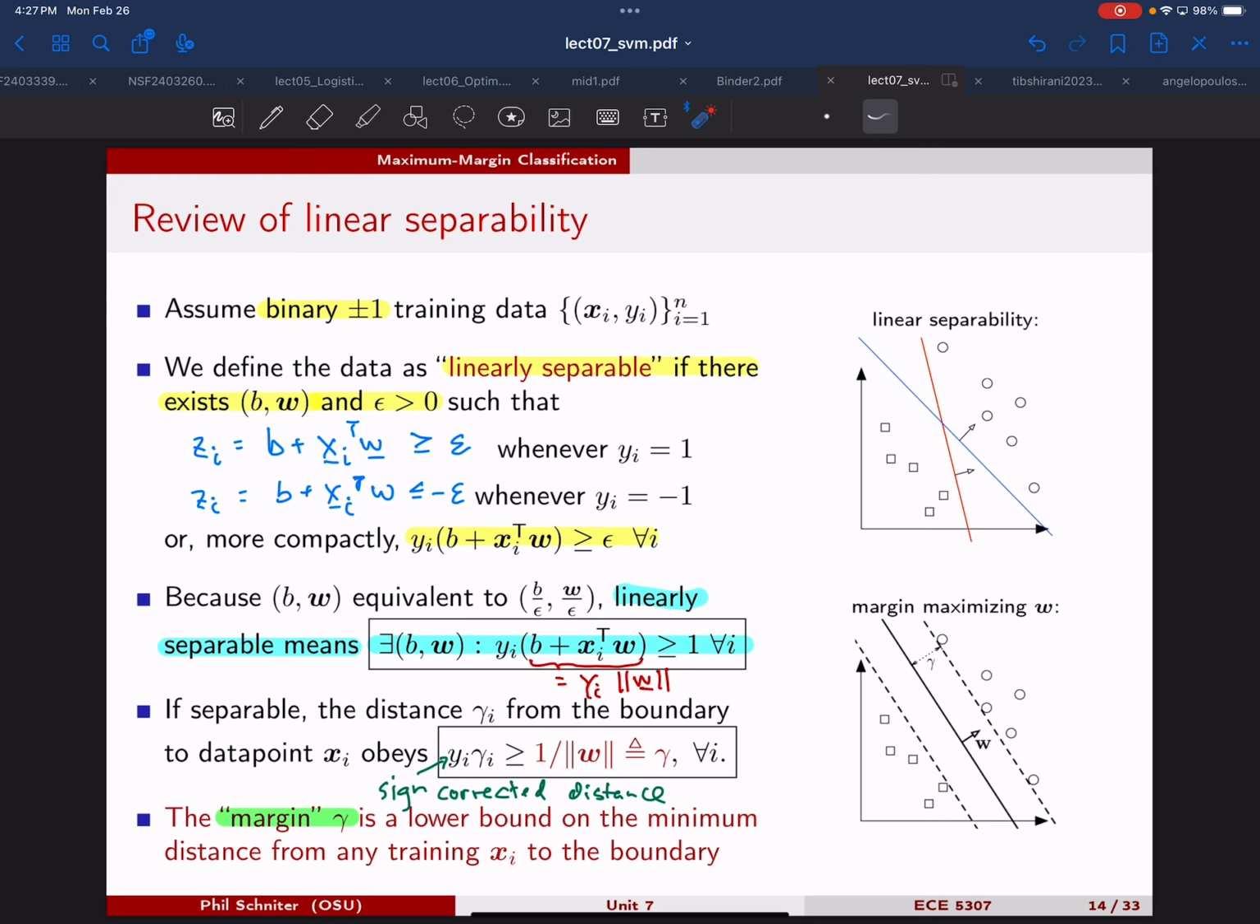Okay, so we have the margin, which is, you could say, the half width of the street. It's defined this way. When you look at the sign corrected distances, it's a lower bound on all of them. Okay, so those are the main ideas. Any questions about this? Because these are somewhat tricky concepts, but they're kind of the heart of what we're doing in this unit. Okay, does it seem clear? If one of you has a question, someone else probably has the same question, so don't be afraid to ask it. Okay, everybody's good? All right.